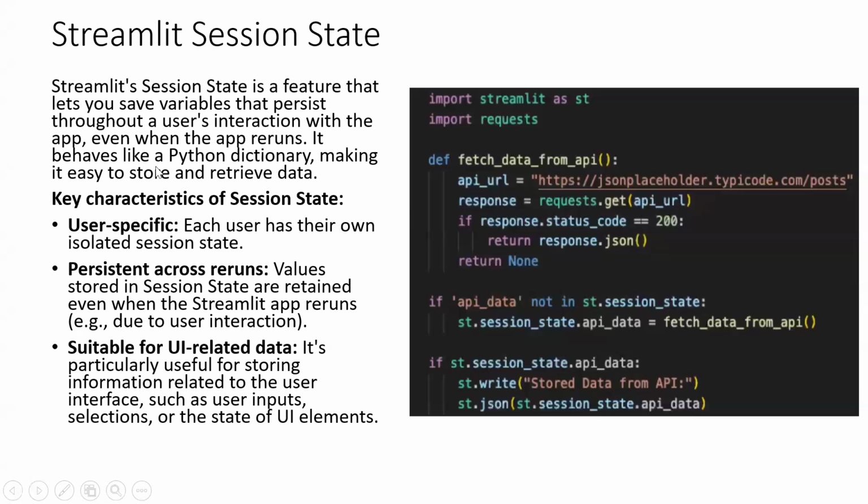But there are certain things which we need to mind. This session state is a user specific thing. User has their own isolated session state, right? If I am using this application and you are also using from your laptop, then they are different sessions. My session will not work for you and they have to be different sessions. Persistent across reruns, whatever values I put in session state, they are persistent for the reruns. If I click any button, the values will remain there.